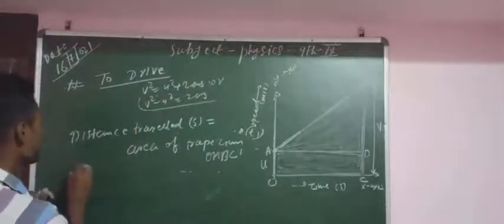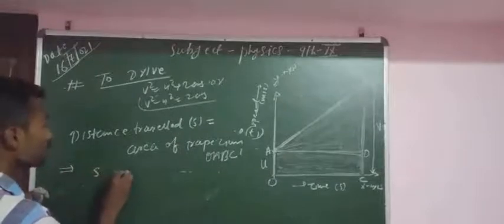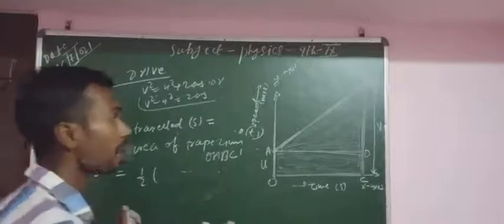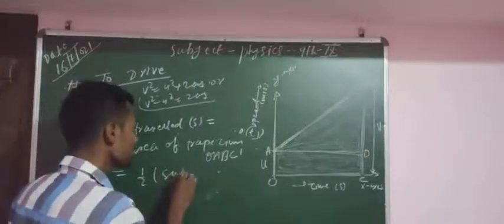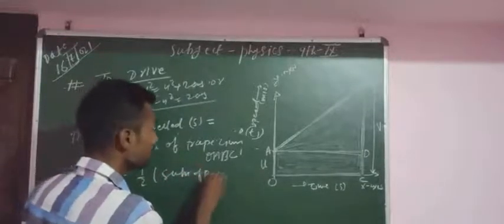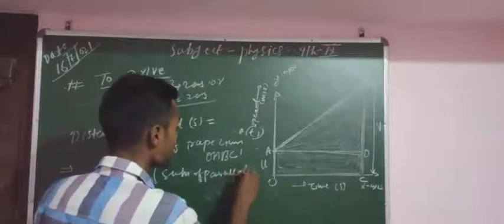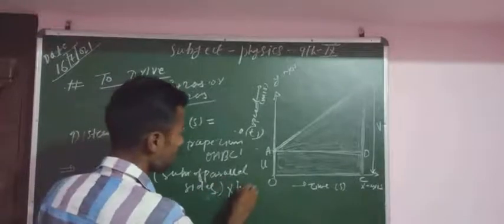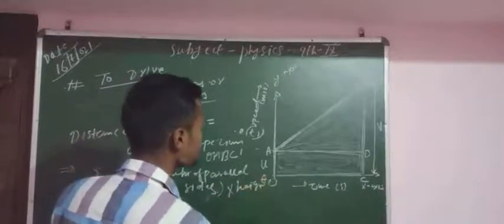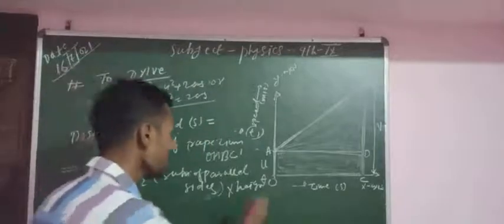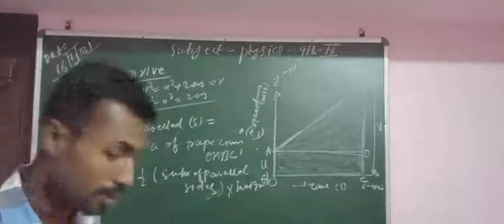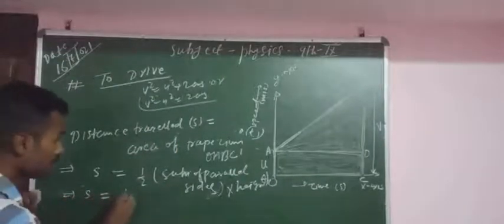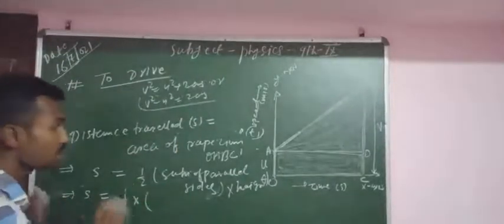So as we know, s equals the area of the trapezium, that means half into the sum of the parallel sides into the height. This is the basic formula for the area of a trapezium. So s equals 1/2 into the sum of the parallel sides.